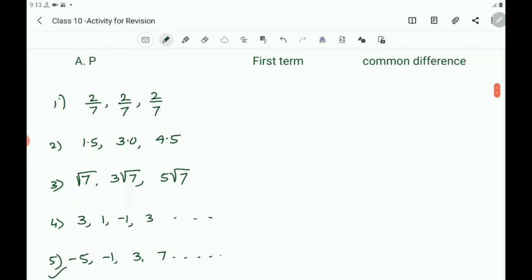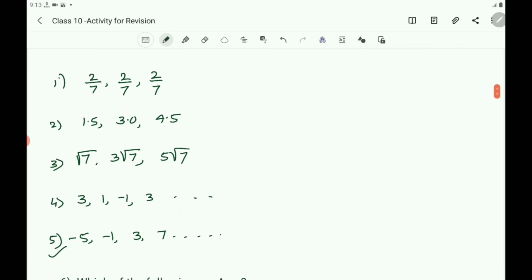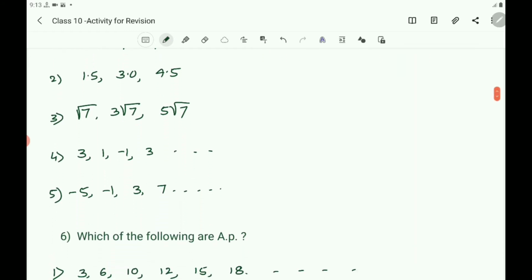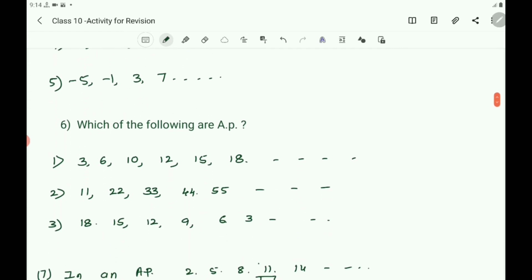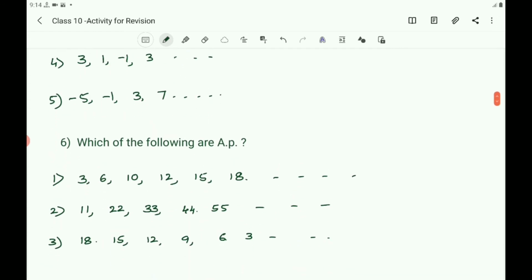Here you find the first term and common difference. You know the method of finding the common difference. That is second term minus first one, A2 minus A1. Next, which of the following are APs? You know that the pattern of numbers becomes AP if the difference between the consecutive terms is constant.